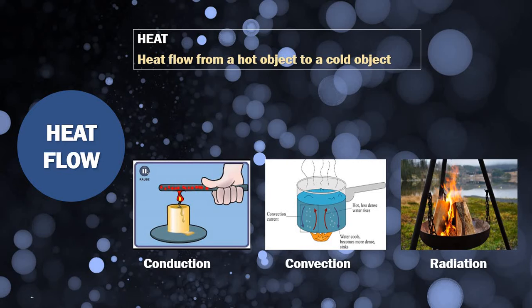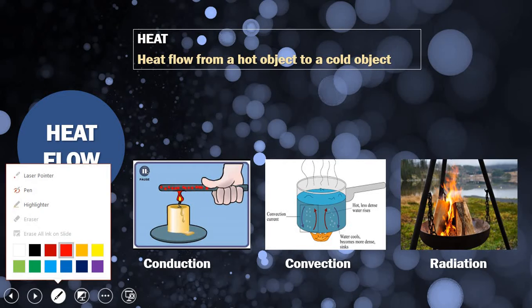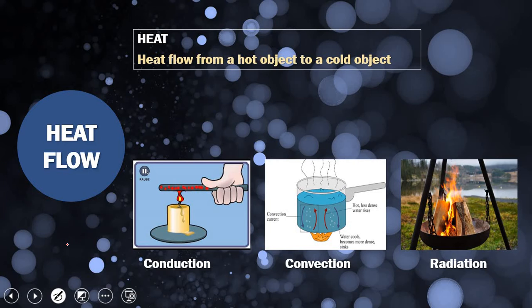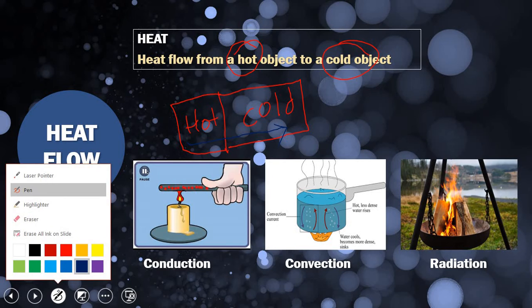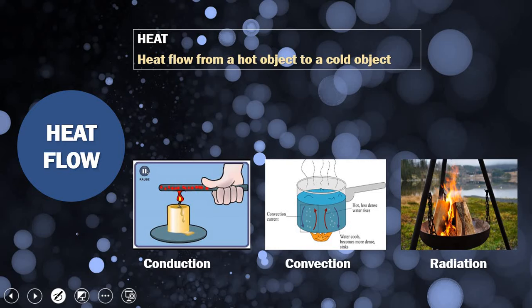Okay, so what is heat? Heat flows from a hot object to a cold object. So you have to remember this. Sometimes they will ask you in the objective question. For example, here is a hot object, and then the heat will be transferred to a cold object. The heat will move from the hot object to the cold object. That's how heat transfers, or how heat flows.